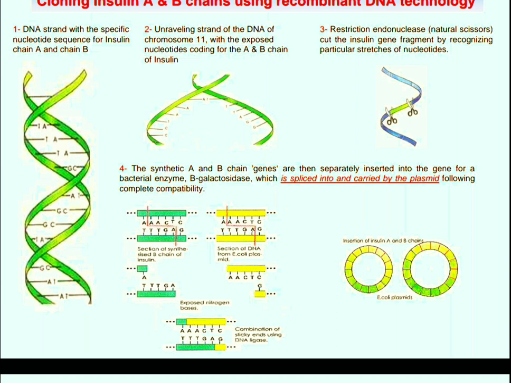Number 4, the synthetic A and B chain genes are separately inserted into the gene for a bacterial enzyme, beta galactosidase, which is spliced into and carried by the plasmid following complete compatibility. So you can see the E. coli plasmids.